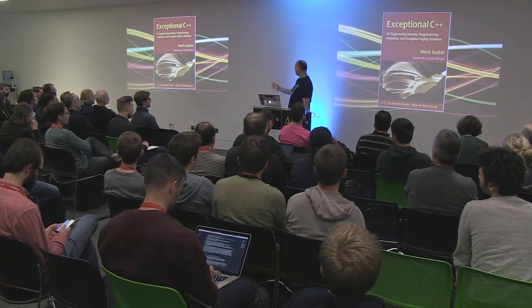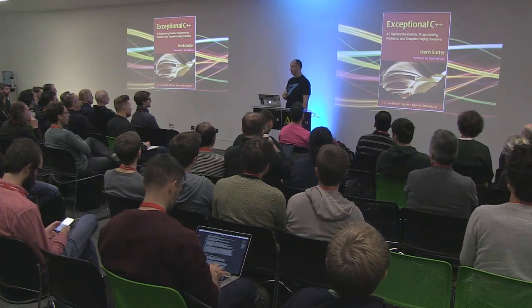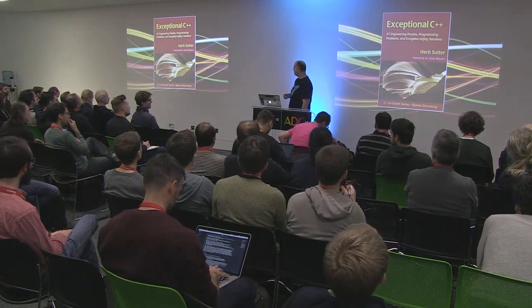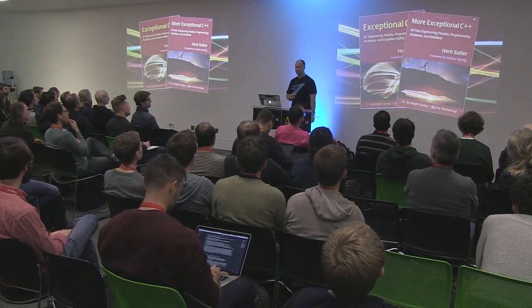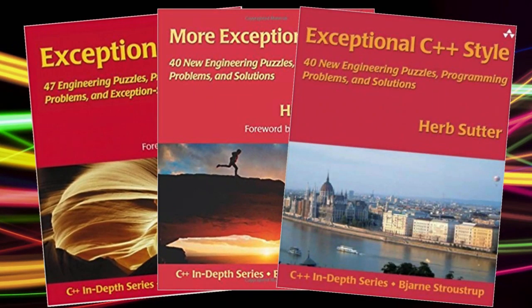So this book is sort of the spiritual successor to Scott Meyers' Effective C++ series from before that. And Herb followed it up with More Exceptional C++. So yeah, he really liked this exceptions thing. And he even went on to do Exceptional C++ Style. So he was all in on exceptions. It was the primary, and still is the primary, mechanism for error handling in C++.